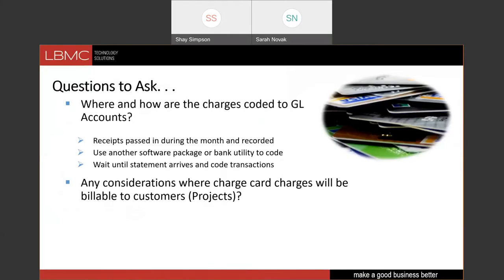All right, where and how are those charges coded to the GL? Do the receipts pass through during the month and get recorded? Do we need to use another software package or bank utility to code those? Or do we wait until the statement comes and then code our transactions? Also, any consideration where charge cards will be billable to customers or projects is something we want to look at as well.